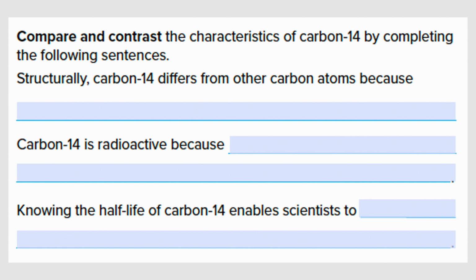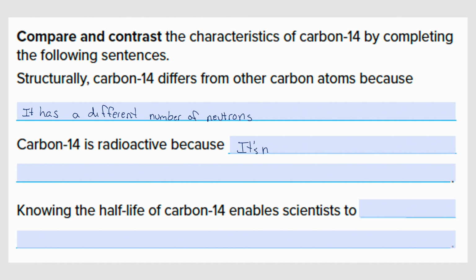So after looking at carbon-14 dating, let's compare and contrast the characteristics of carbon-14 by completing the following sentences. Structurally, carbon-14 differs from other carbon compounds because it has a different number of neutrons. So it has a different number of neutrons than other carbons, which means it has a different atomic mass. Now, this makes carbon-14 radioactive because its nucleus is unstable and decays.